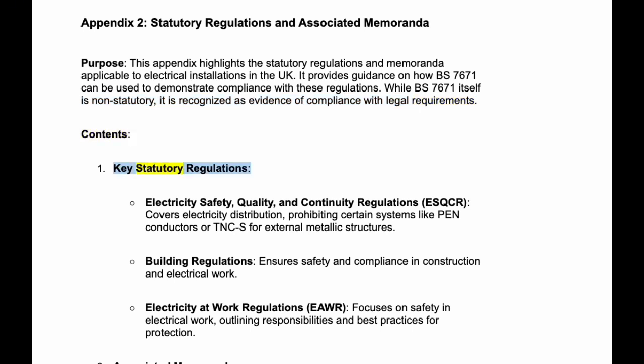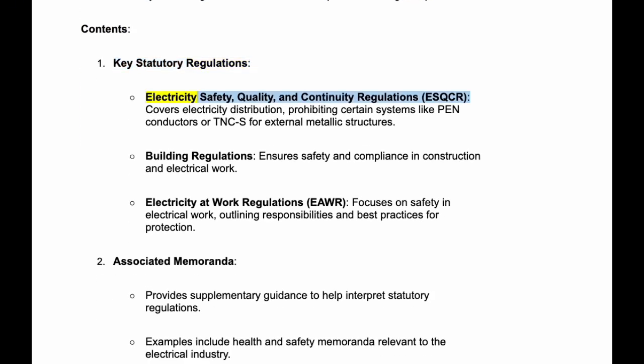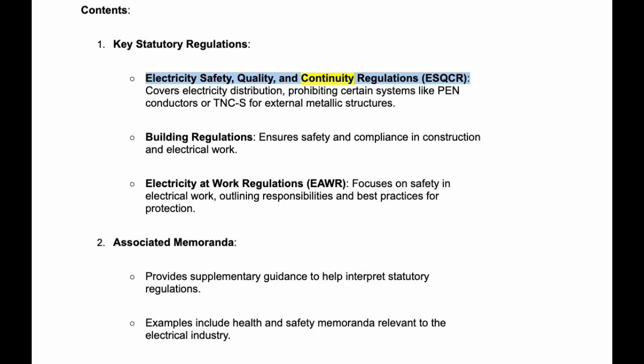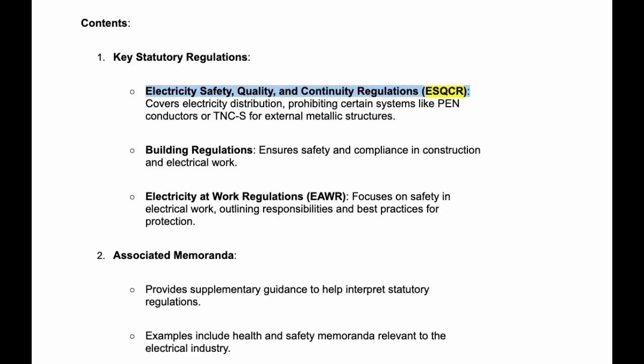Contents. Key statutory regulations. Electricity safety, quality, and continuity regulations, ESQCR, covers electricity distribution, prohibiting certain systems like pin conductors or TNCS for external metallic structures. Building regulations. Ensures safety and compliance in construction and electrical work. Electricity at work regulations. EWR focuses on safety in electrical work, outlining responsibilities and best practices for protection.